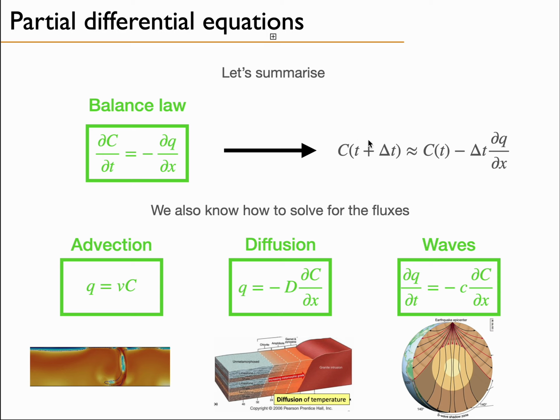So to summarize, we have the balance law. The balance law, we use it to solve for C. And we have this expression which includes an incrementation in time. We also know how to solve for the fluxes. In the advection case, we have Q directly proportional to C. For this, we need to use upwinding. For the diffusion, we have Q proportional to dc dx, and this is all nicely located in the grid, so no problem. And for the wave, we have also dc dx, but we have a rate of Q, so we also use a time discretization as we do for the balance law.